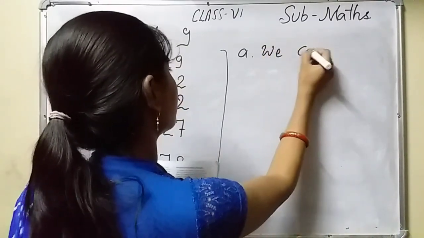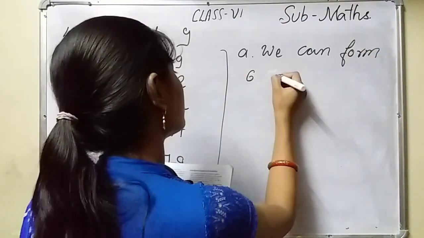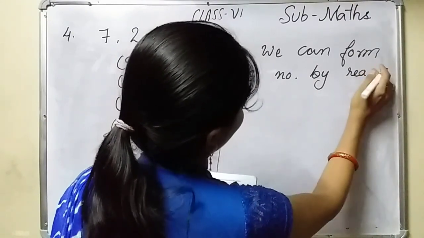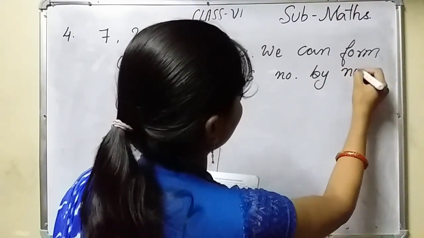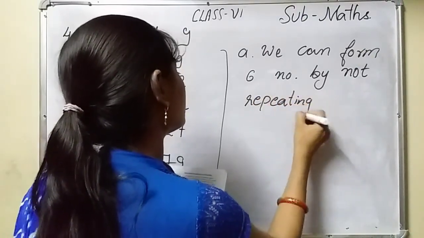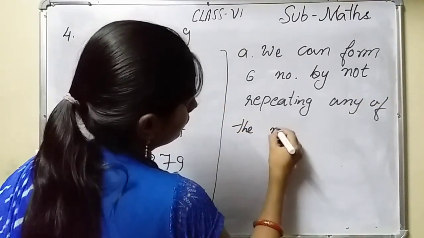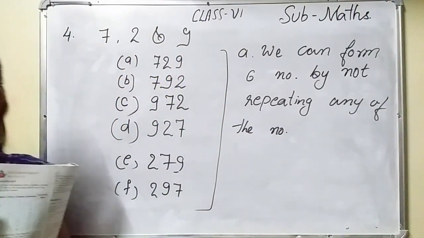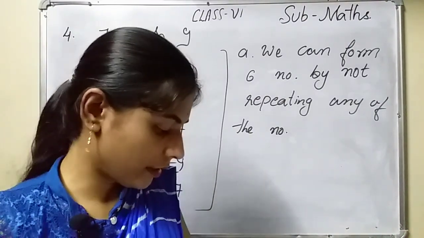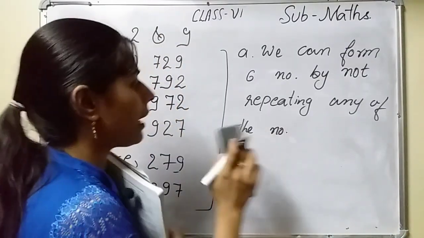So your answer is, we can form 6 numbers by not repeating any of the digits. Okay. Now see, what is the second condition given here? How many of the numbers formed in A are divisible by 3 and why?